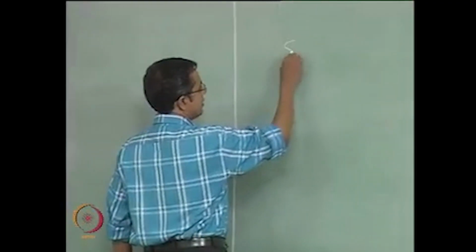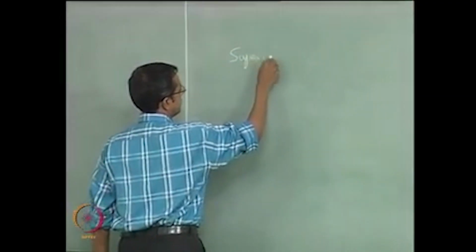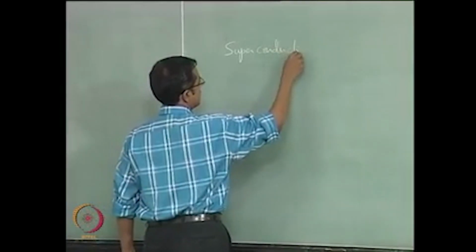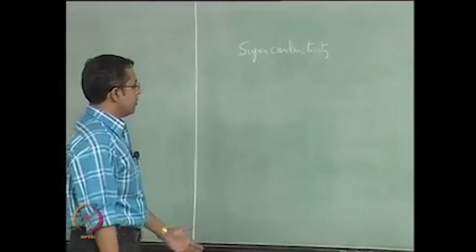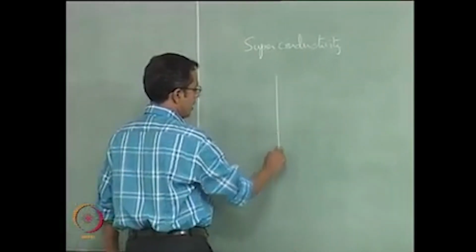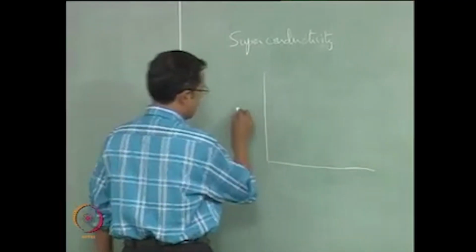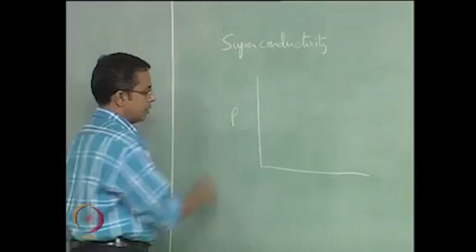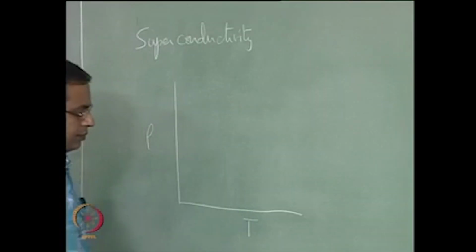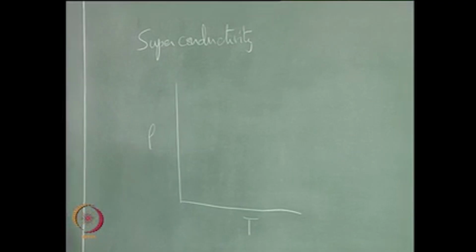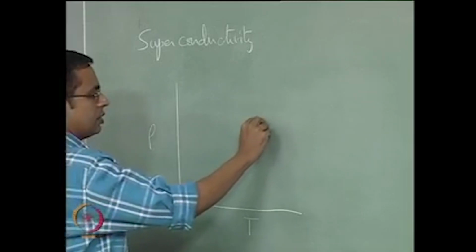So the phenomenon is simply called superconductivity. Basically, if you take the resistivity rho of materials and plot it as a function of temperature, people have done this. We have already seen the temperature dependence of resistivity of metals. In general, as you raise the temperature, resistance goes up. So this is the trend that you see.